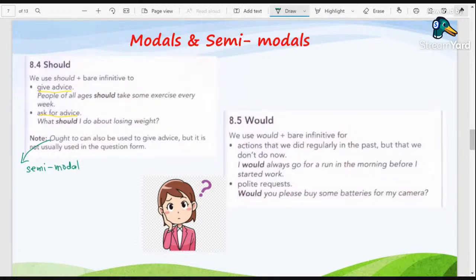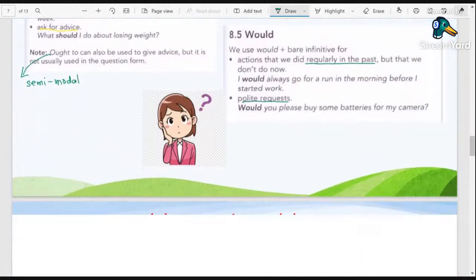Okay, next one, would. Actions that we did regularly in the past but that we don't do now. I would always go for a run in the morning before I started to work. Maksudnya, dulu kau suka buat benda tu but not anymore. Okay. And we can use this one for polite request. Would you please buy some batteries for my camera? Minta dengan nada yang baik lah. Okay, that's when we use the word would.